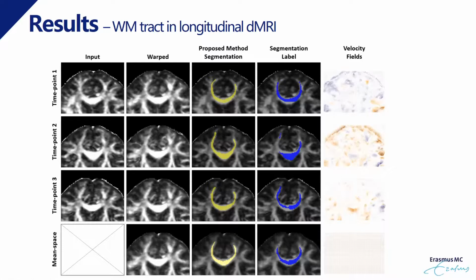These results together confirm that the proposed method is able to simultaneously align images to the mean space of the group, and thus can serve as an elegant alternative to classical methods.